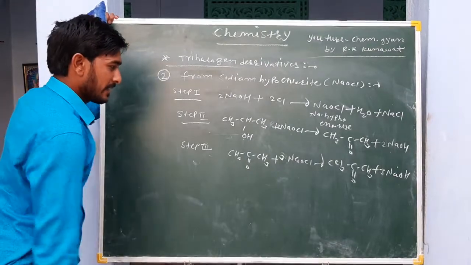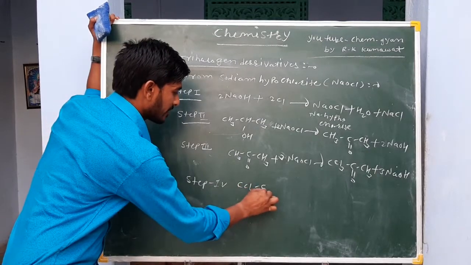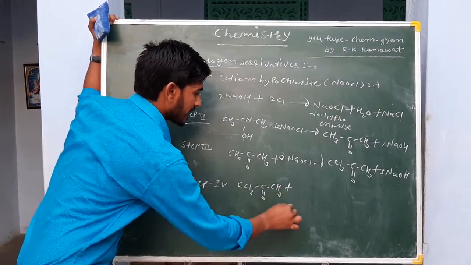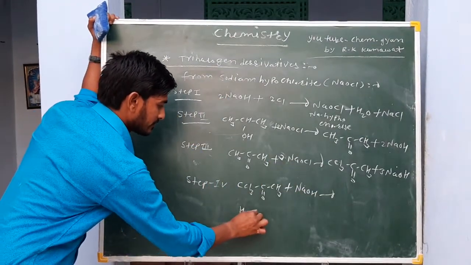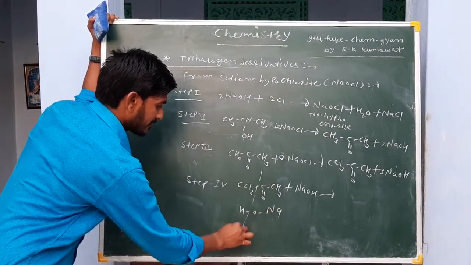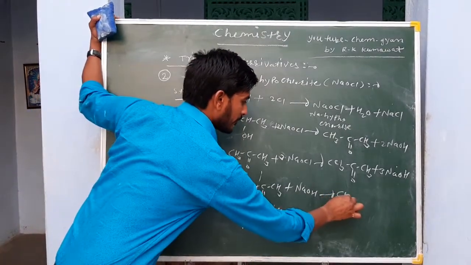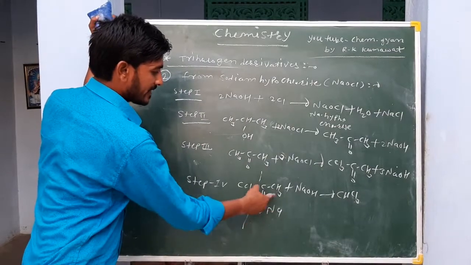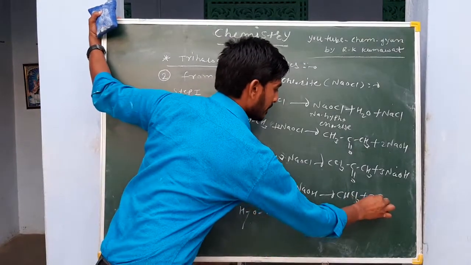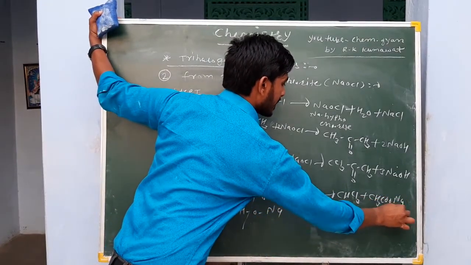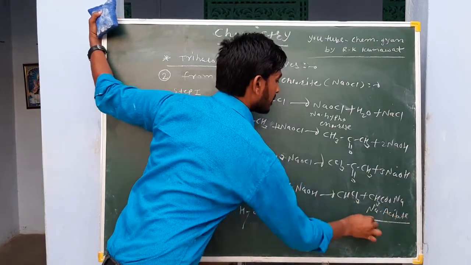Last step, step number 4 is CCl3COCH3, trichloroacetone, reacts with NaOH or KOH and bond dissociates in this way. Product is CHCl3, chloroform, and HCOONa, CH3COONa, which means sodium acetate.